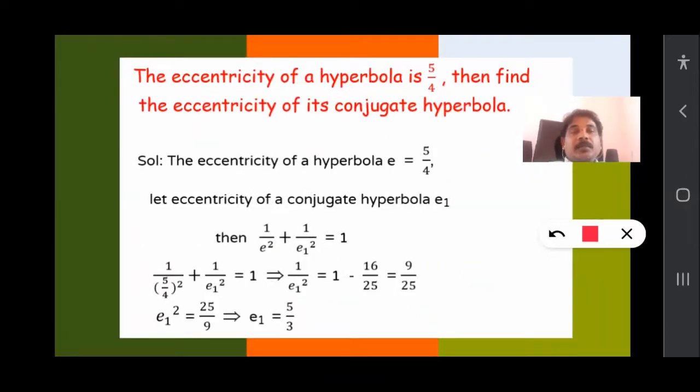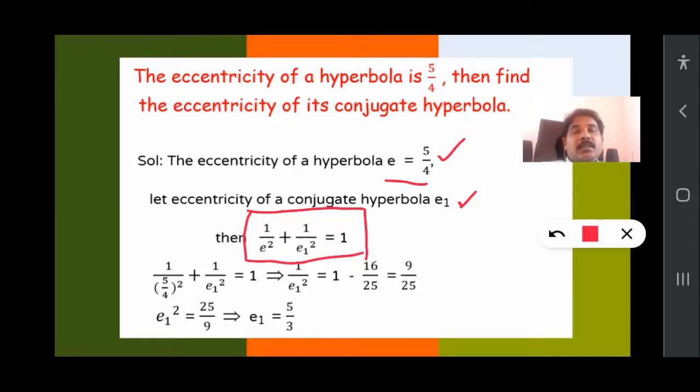Next question. The eccentricity of a hyperbola is 5 by 4. Then find the eccentricity of its conjugate hyperbola. It is given that the hyperbola's eccentricity is 5 by 4, and we have to find the eccentricity of the conjugate hyperbola. Solution. The eccentricity of the hyperbola is equal to 5 by 4. Let the eccentricity of the conjugate hyperbola be e1. We know the condition 1 by e square plus 1 by e1 square is equal to 1.